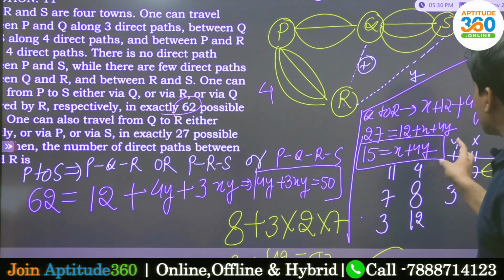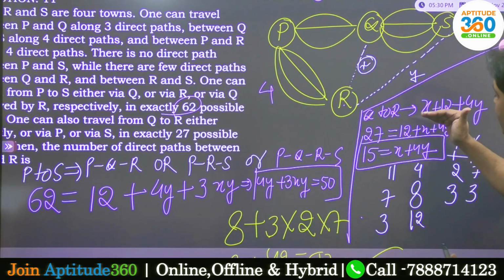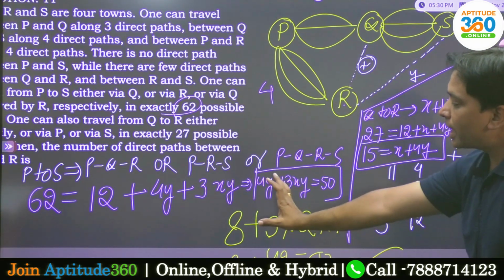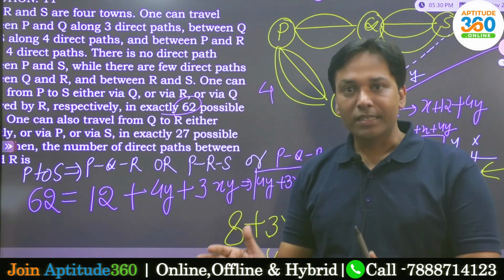That is how you should be doing. If you start solving these two equations, it becomes really very complicated. So generate your possibilities from here, plug in those values, eliminate your options. That is how this problem can be simplified, and that is it.